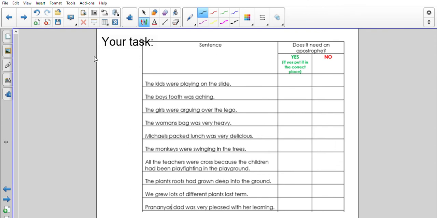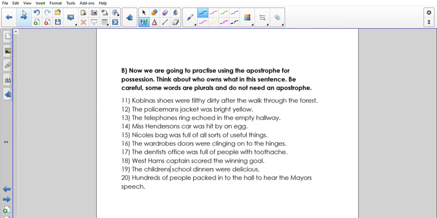Okay, so you've got your tasks to complete today, Class 5. Your first one, you need to tick whether the word needs an apostrophe or not. If it does, put the apostrophe in the correct place. And then your second task is, again, to think about who owns what in the sentence and put your apostrophe in the correct places. So pause the video and get ready for English.